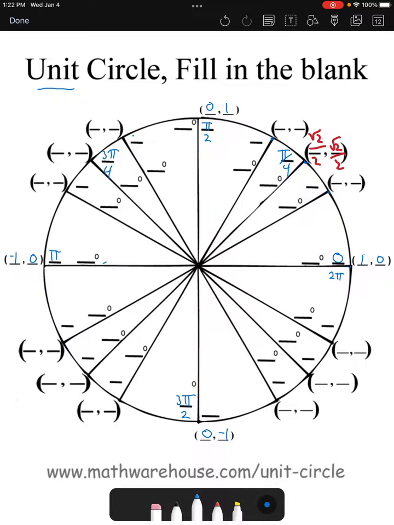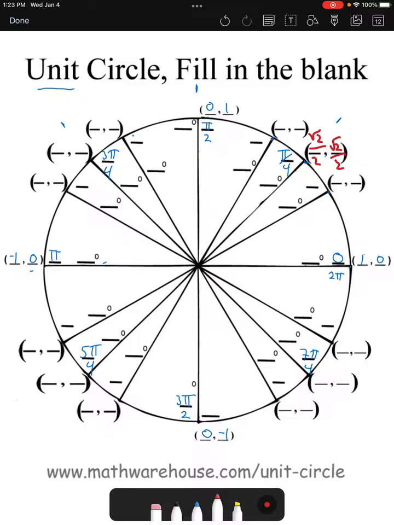Because if I'm just counting the quarter circles, there's 1 pi over 4, there's 2 pi over 4, but that's half a pi, then 3 pi over 4, 4 pi over 4, then this would be 5 pi over 4, 6 pi over 4, 7 pi over 4. So it's really easy to memorize because we're just talking about fractions.